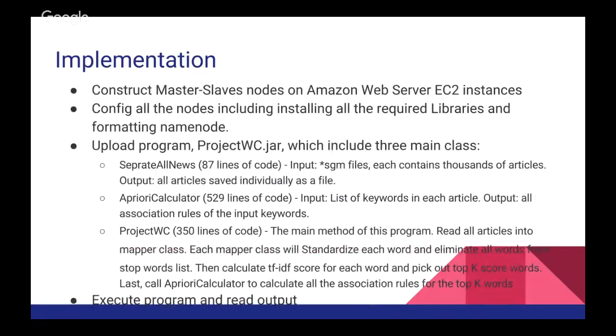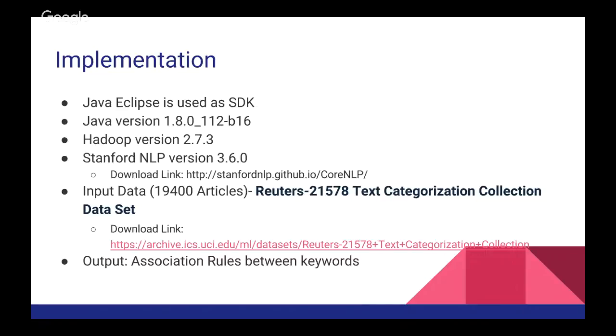Firstly, we construct the master-slave nodes on the Amazon Web Server EC2 instance. We use Java Eclipse as the SDK, and Java version 1.8. We also use Hadoop version 2.7.3, and the Stanford Natural Language Processing API version 3.6.0. The input data will be the Reuters 21578 text categorization collection dataset, and the output should be the association rules calculated between each keyword.